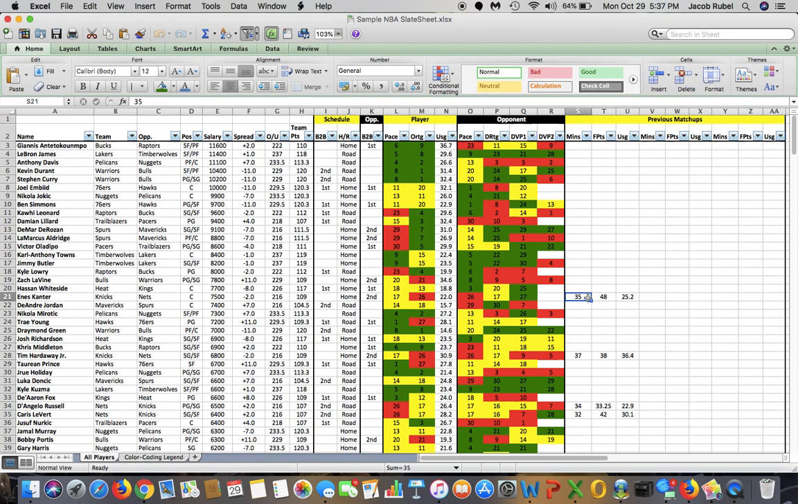So we have minutes, fantasy points. Again, depending on the slate sheet that you are looking at, this will either be based on DraftKings or FanDuel scoring. And then we have usage. So how involved was that player in that game?